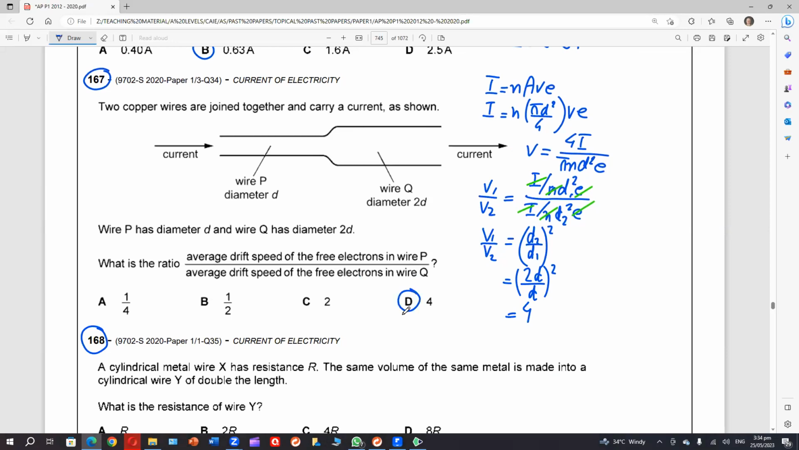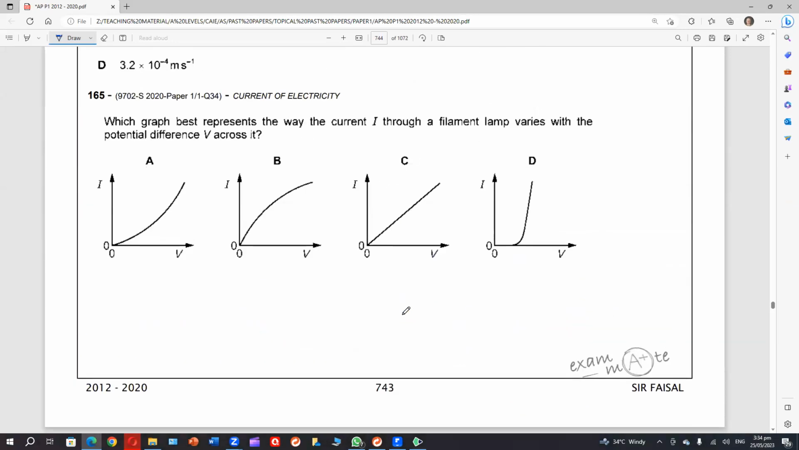So let's see. Okay, we move to 165. Which graph best represents the way the current I varies with the potential difference through a filament lamp? For a filament, resistance increases as temperature increases. So if resistance is increasing, the graph should be bending towards the voltage axis.